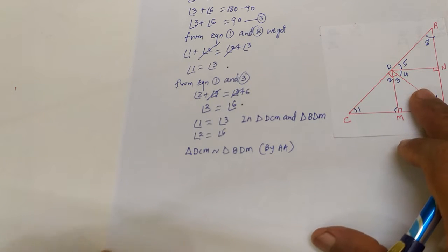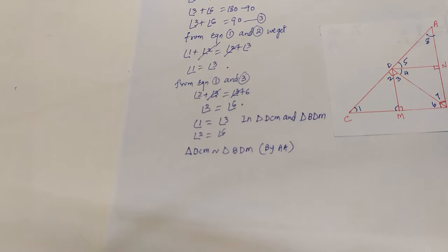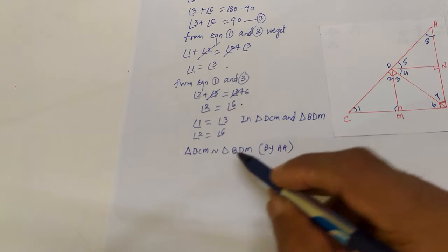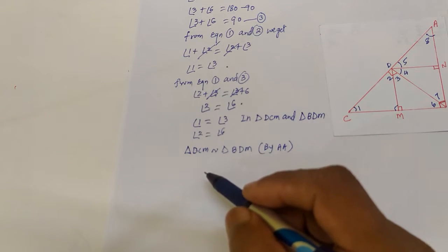So we will take the sides, the perpendicular and the base of these angles. We can see BM is the base and DM is the perpendicular side. As these triangles are similar, we will take their corresponding sides.